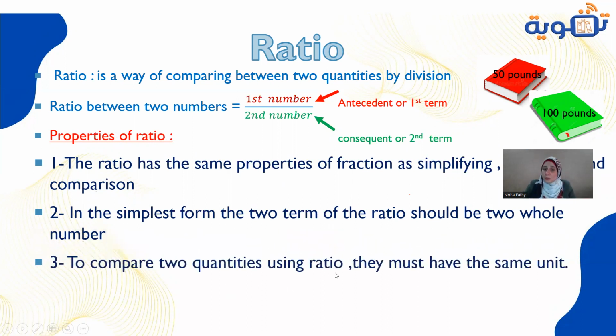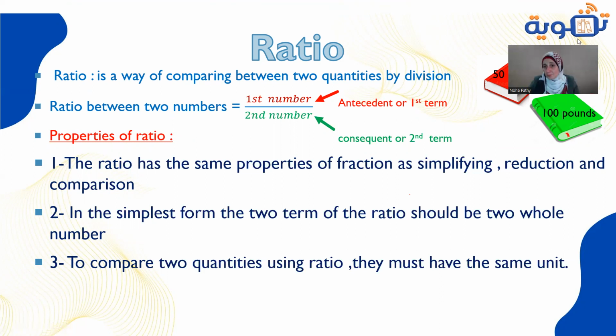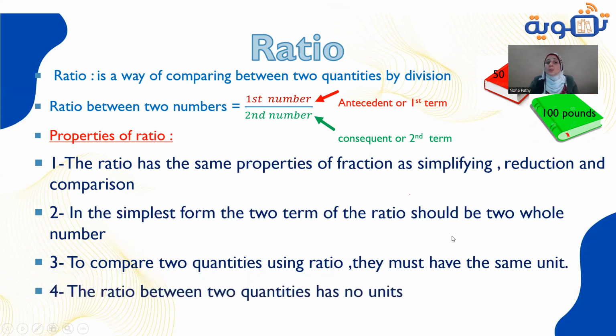To compare between two quantities using a ratio, they must have the same unit, like the price of the red book and the green book, which are both in pounds. Now I can make the comparison. I can't say pounds and piastres. If I said 50 pounds and 100 piastres, I can't say the price of the red book is half the price of the green book. No. Why? Because this is pounds and piastres. And a ratio between two quantities has no unit.